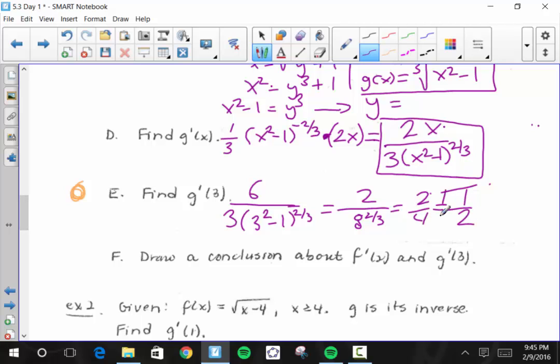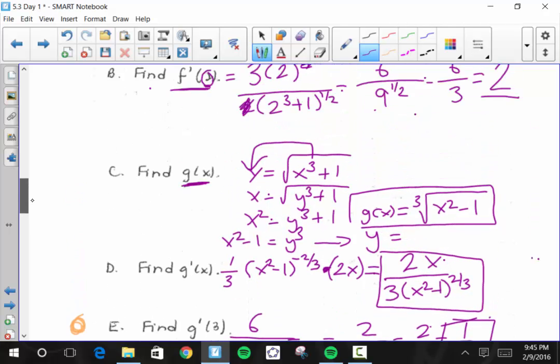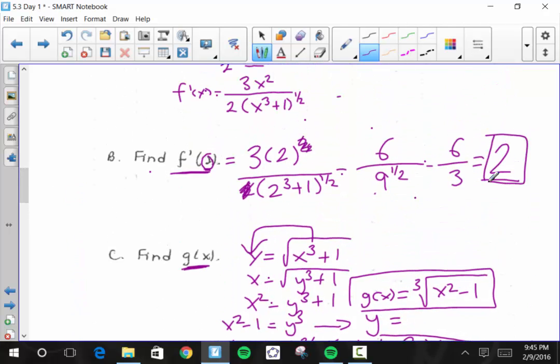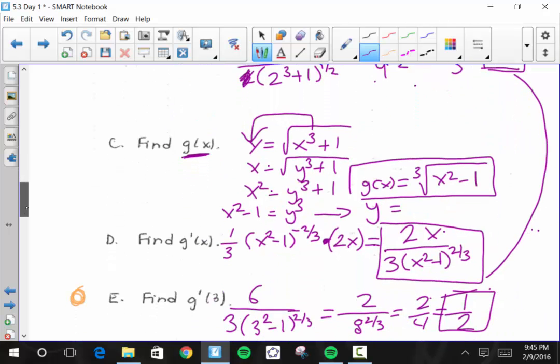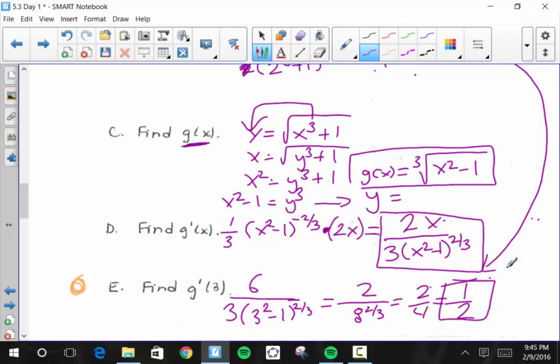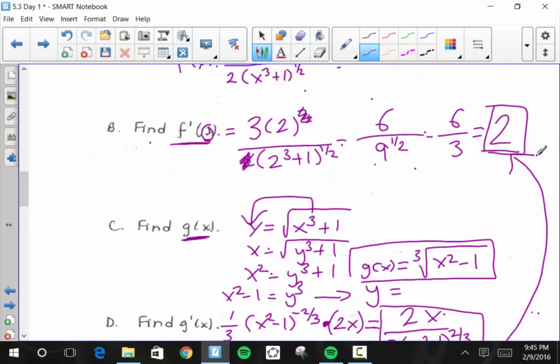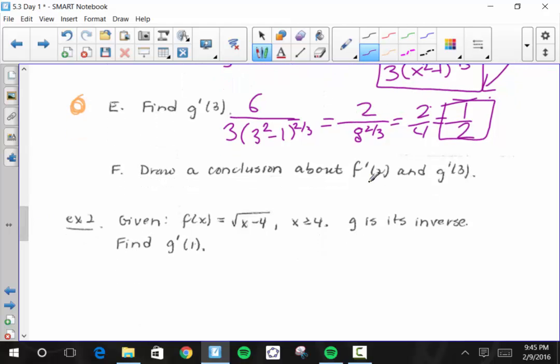Check it out. Here's our 1/2, and here's our 2. And notice how they're reciprocals of each other. So what conclusions can we draw from this? Draw any conclusions about f prime of 2 and g prime of 3? Well, here's what you're supposed to conclude. f prime of 2 is equal to the reciprocal of g prime of 3. So f prime of 2 is equal to 1 over g prime of 3.